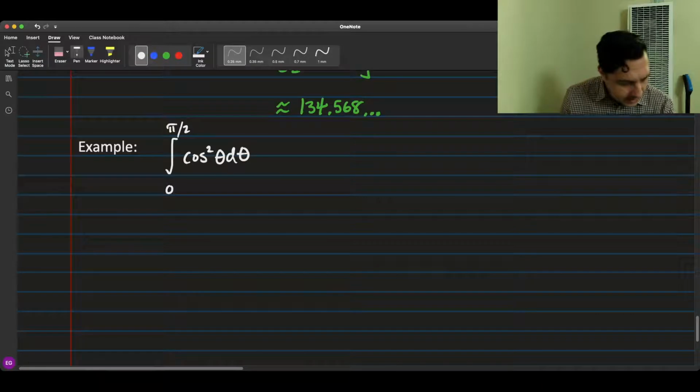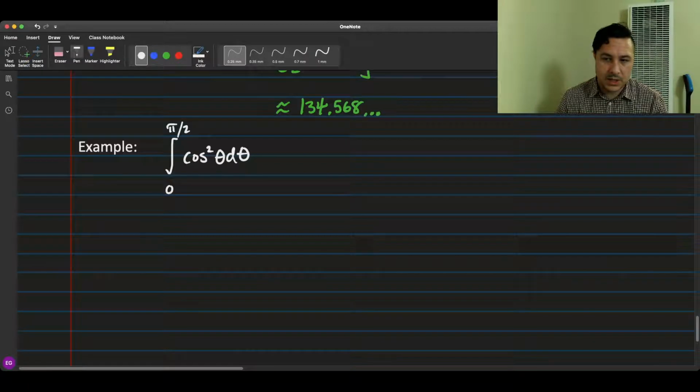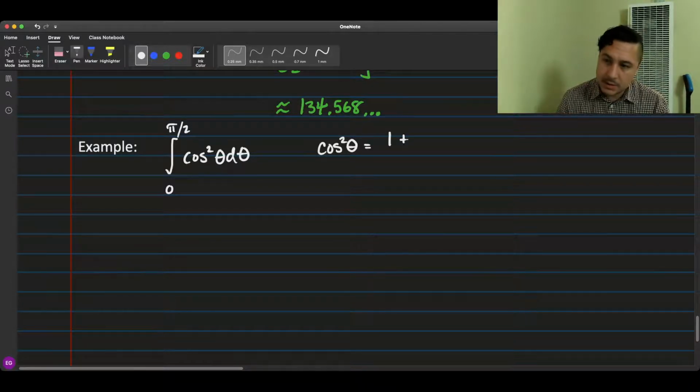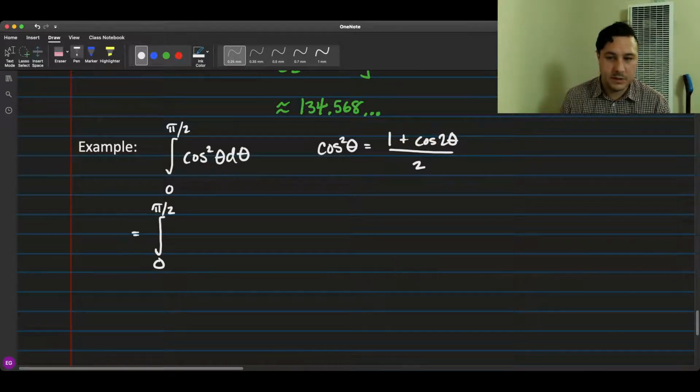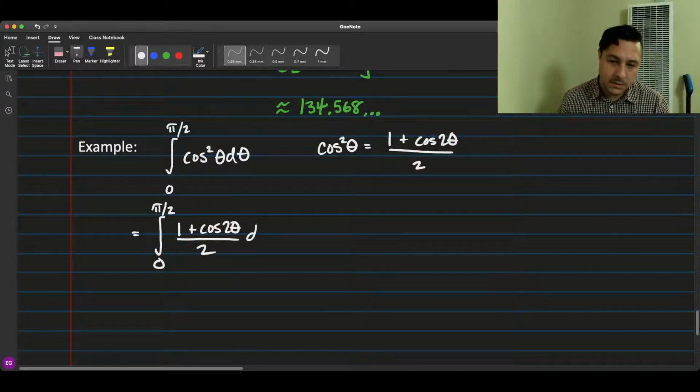So to do this, we're going to first start off by using a trig identity. You might remember the power reduction rule, which says that cosine squared theta is equal to 1 plus cosine 2 theta over 2. So let's make that change. It's not a change of variables, it's just using a trig identity. So integral 0 to pi over 2 of 1 plus cosine 2 theta all over 2 d theta.